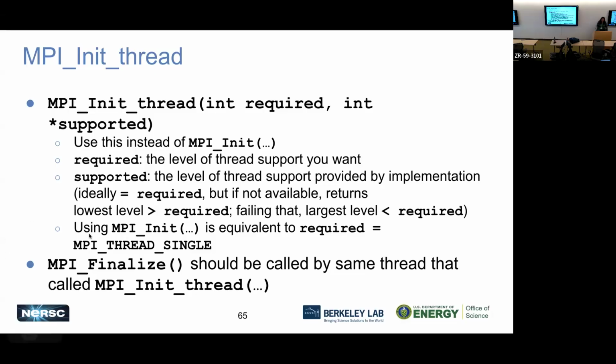So if you use just plain old MPI init, like we did in our previous examples, that's the same thing as saying that required equals MPI thread single. So you won't be able to use MPI within threaded, parallel regions that are using OpenMP.